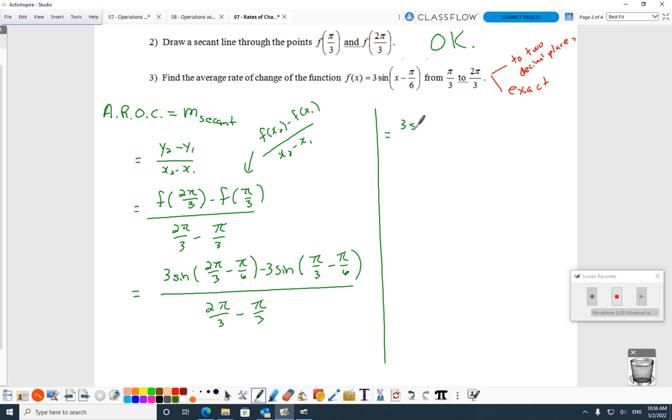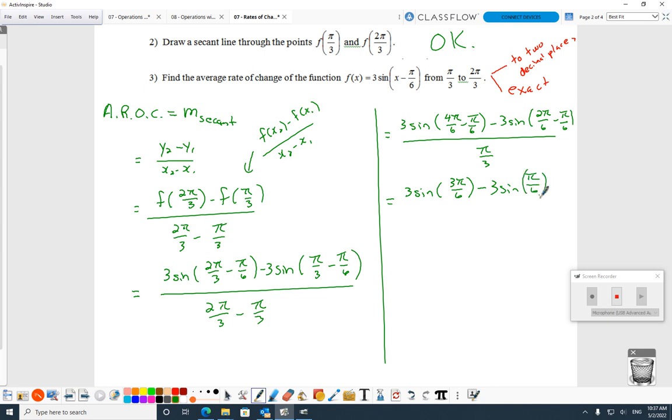3 sine 2 pi over 3 minus pi over 6. I need a common denominator if I'm going to put those 2 things together. So it's 4 pi over 6 minus pi over 6 in that first term. And the second one is 2 pi over 6 minus pi over 6. And the denominator is just pi over 3. Oh, that's not so bad. It already was a common denominator in the bottom. And before you panic, now I can subtract those things in there. So I get 3 sine 3 pi over 6 minus 3 sine pi over 6 over pi over 3.